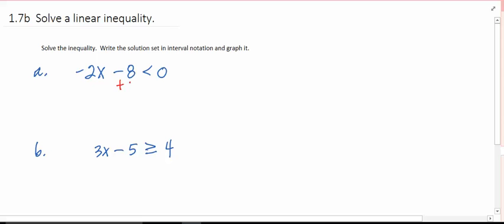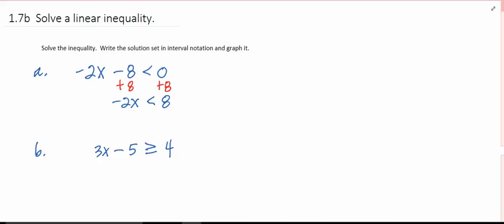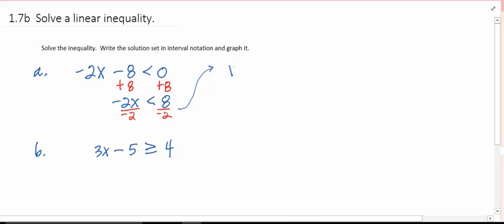We're going to do it very similarly to how we solve an equation. The only difference will be if I end up dividing or multiplying by a negative. Looks like I'm going to end up doing that here. When I divide or multiply an inequality by a negative, which I'm about to do here, I have to change the inequality symbol. So this is going to turn into x greater than negative 4.